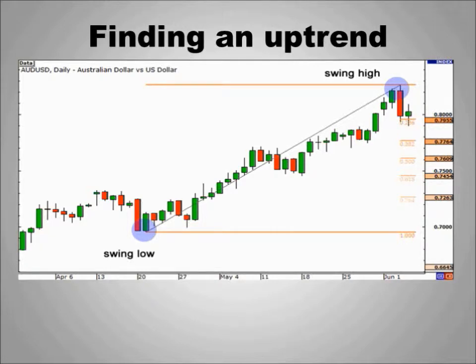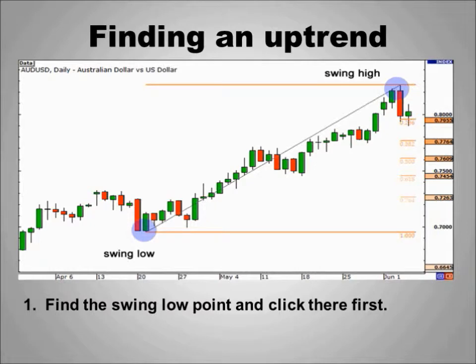So, how to find an uptrend? Well, here we have the swing low, as I showed you in the previous slide. And also we have the swing high in the upper right-hand corner. So, we completed the first step. We found the swing highs and swing lows. Then, we click on the swing low, and you'll have this opportunity to do this on your trading platform. You should be able to click on the swing low and drag a line to the swing high. As you can see, I have a line connecting the swing low to the swing high.